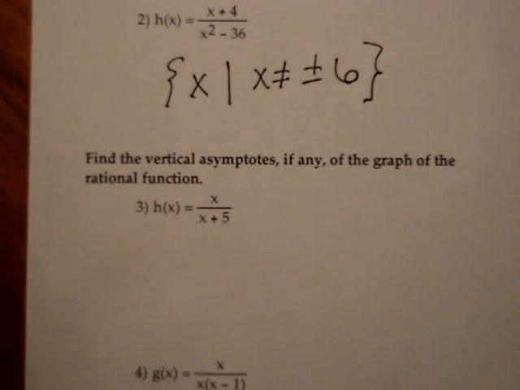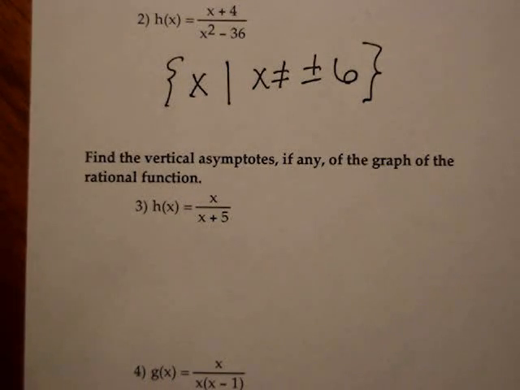Okay, now we're going to look for vertical asymptotes. Now we're going to keep this simple on all of our rational functions. Oh, I guess we didn't keep it that simple. Okay, we're going to attempt to keep it simple in all of our rational functions.